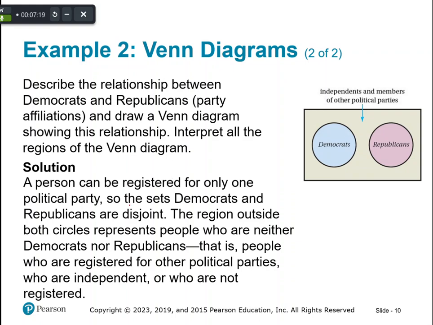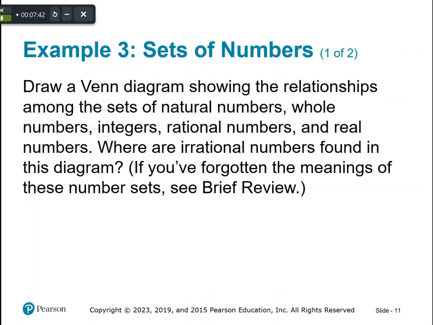Okay, we might write this as a person can only be registered for one political party. So if you are a Democrat, you cannot be anything else, right? If you are a Republican, you cannot be a Democrat. So they are definitely disjoint. The region outside both circles represents the people who are neither Republican nor Democrat, other political parties, or not registered.